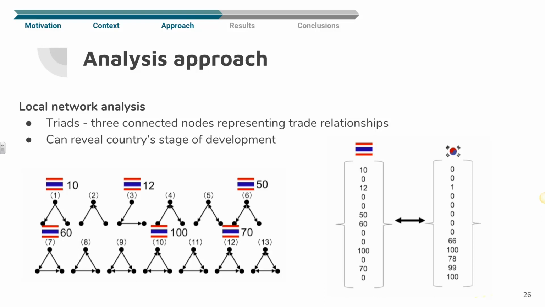And then you can actually compare countries. So we have a vector of the frequency that a country has that type of triad structure, and in this case we have Thailand compared to South Korea. So you can see that just based on visual comparison, South Korea has a lot more relationships in the 9 to 13 range, which are mostly importing scenarios. So we can see that South Korea tends to be more of an importer compared to Thailand.